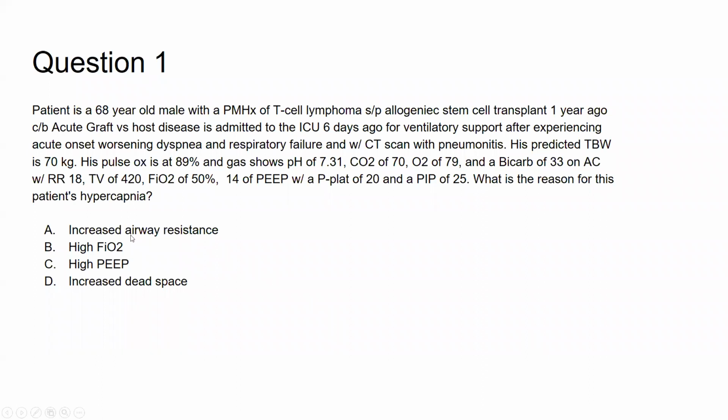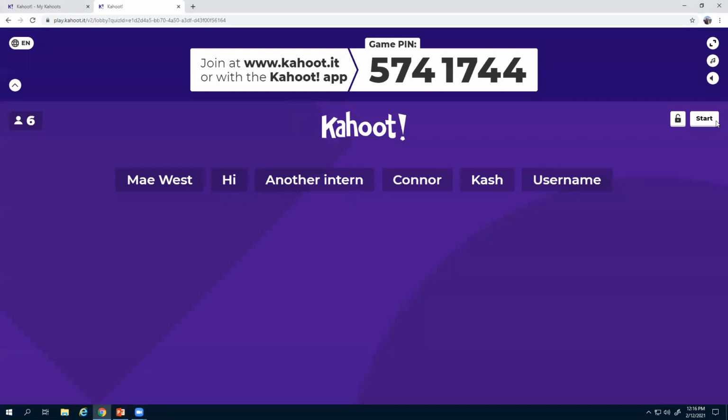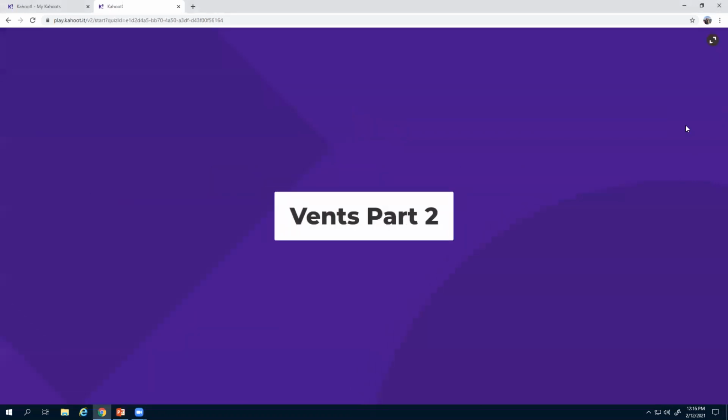Is it because the patient has increased airway resistance? Is it because the patient has a high FiO2? Because the patient has a high PEEP? Or is it because the patient has high dead space? So we'll go back to Kahoot for answering this, and we'll start.